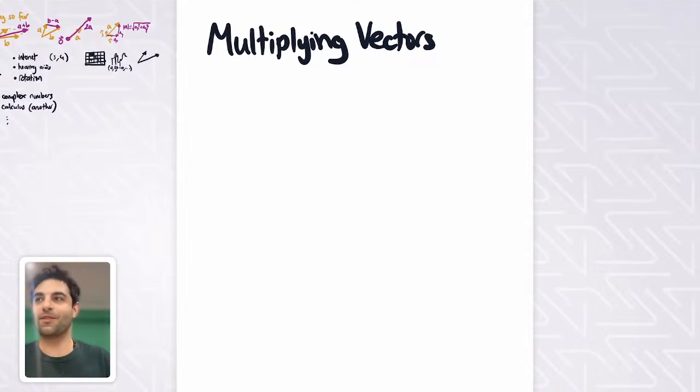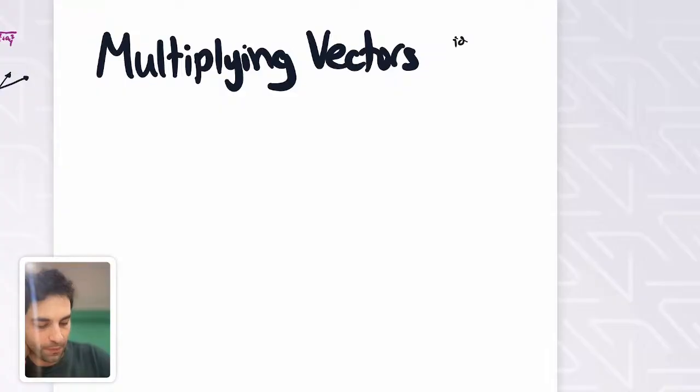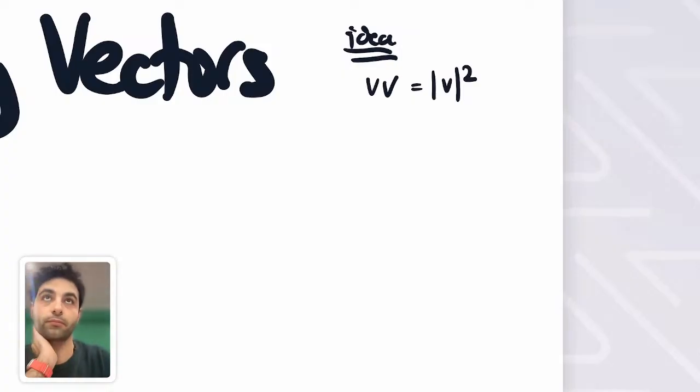And we're going to base it off of this idea. Now, multiplying vectors is going to be based off of a simple idea. Here's the idea. The length of a vector times itself should be whatever the length of that vector is squared. Are you happy with that? Or in other words, if I multiply a vector by itself, I want the answer to be the length of the vector squared, right?